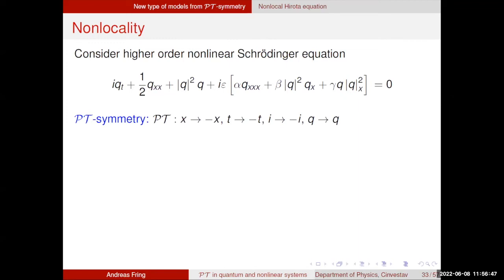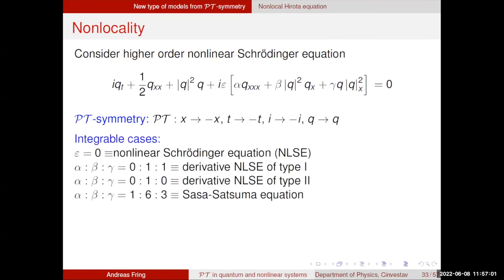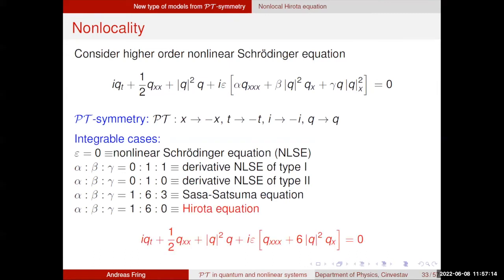You send x to minus x, and the minus sign is compensated by this i here. The same from this term and the same from this term, if the alpha, beta, gammas are real. So this is a PT-symmetric extension, and in fact, these systems are known. Depending on the ratios of these parameters, they can be found in the literature. So 163, for instance, the Sasa-Satsuma equation, it's known to be an integrable system. And here I'm interested in this ratio 160. We're setting this part to 0, and that's called the Hirota equation. So this is the system I want to look at now.